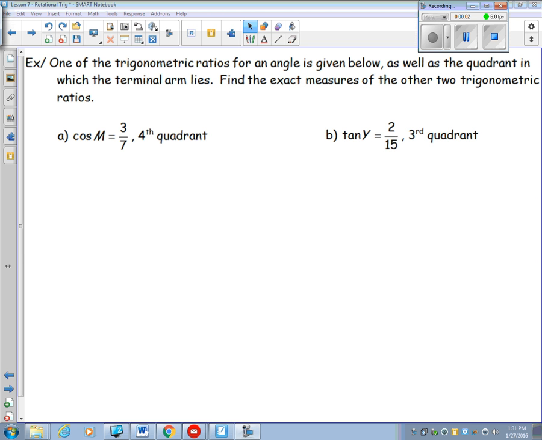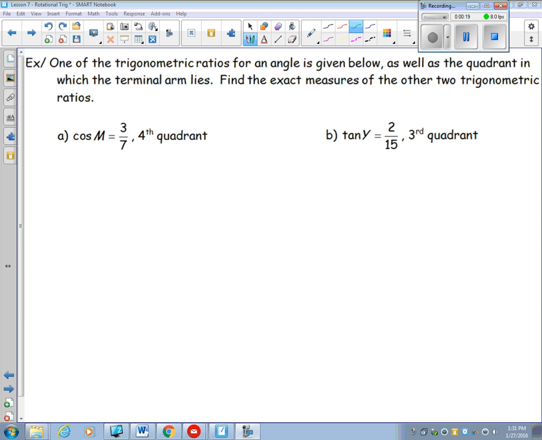So page 3 of the rotational trigonometry lesson, we're going to do a little bit of problem solving this time. Instead of just writing down the ratios, we have to think about what information we're given so we can write down other ratios. They're telling us this time that cos m equals 3/7 in the fourth quadrant.